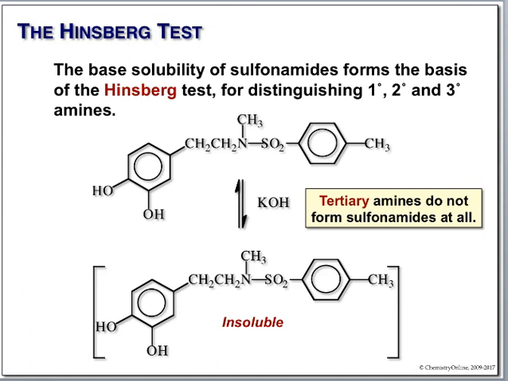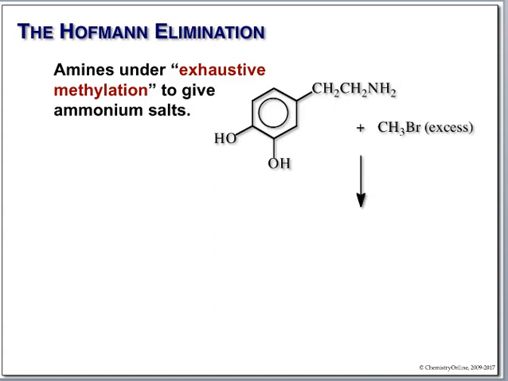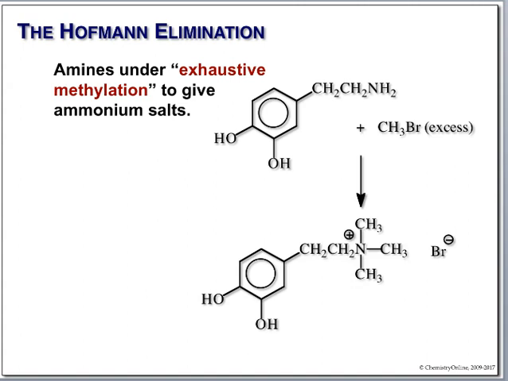I remember we talked about simple SN2 substitutions on amines. There's a process called exhaustive methylation. Let's pretend that we have a simple primary amine. Here we are with our friend dopamine again. If we put in a ton, literally a ton, of bromomethane, we will alkylate to make the primary, then the secondary, then the tertiary, then the quaternary ammonium salt. We do that, we wind up with this guy.